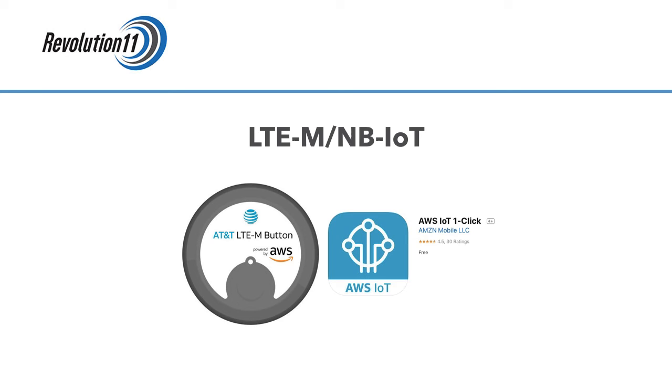AT&T's LTE-M button is by far the easiest to set up of the machine-to-machine buttons. It's supported by the AWS one-click service and applications. The cellular service for this button is already included in the cost of the button.